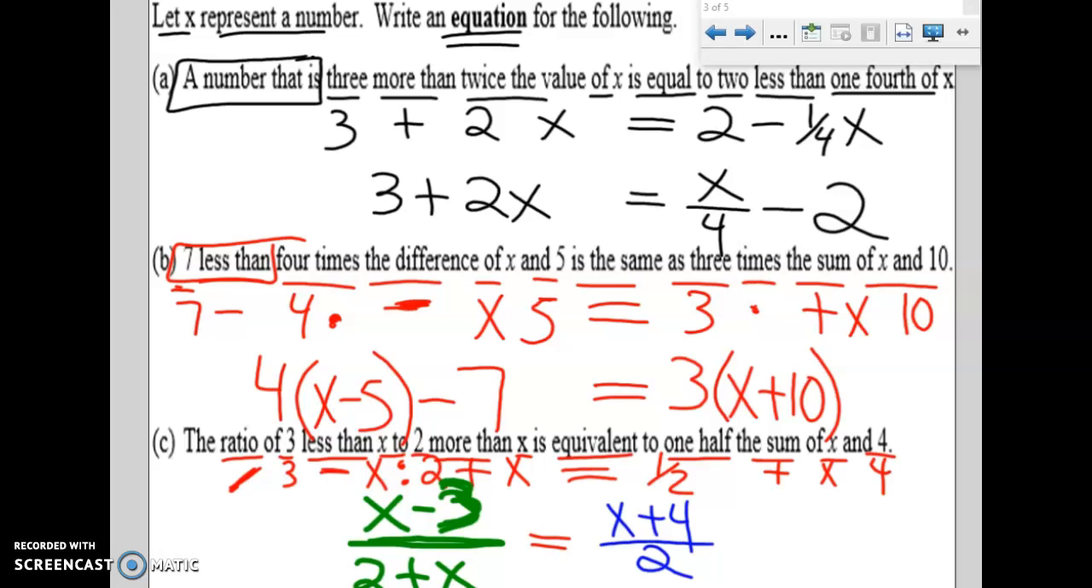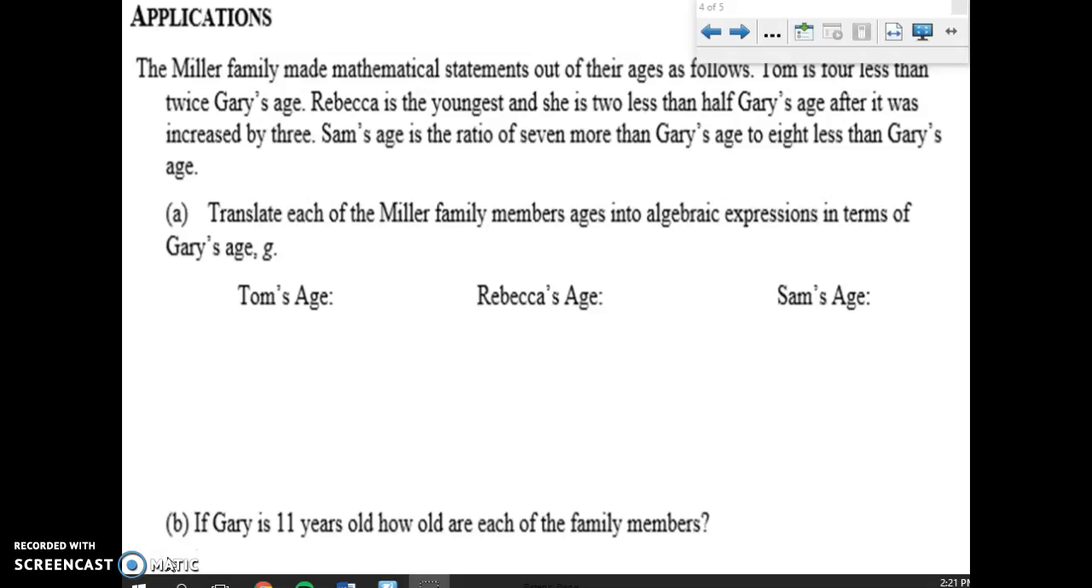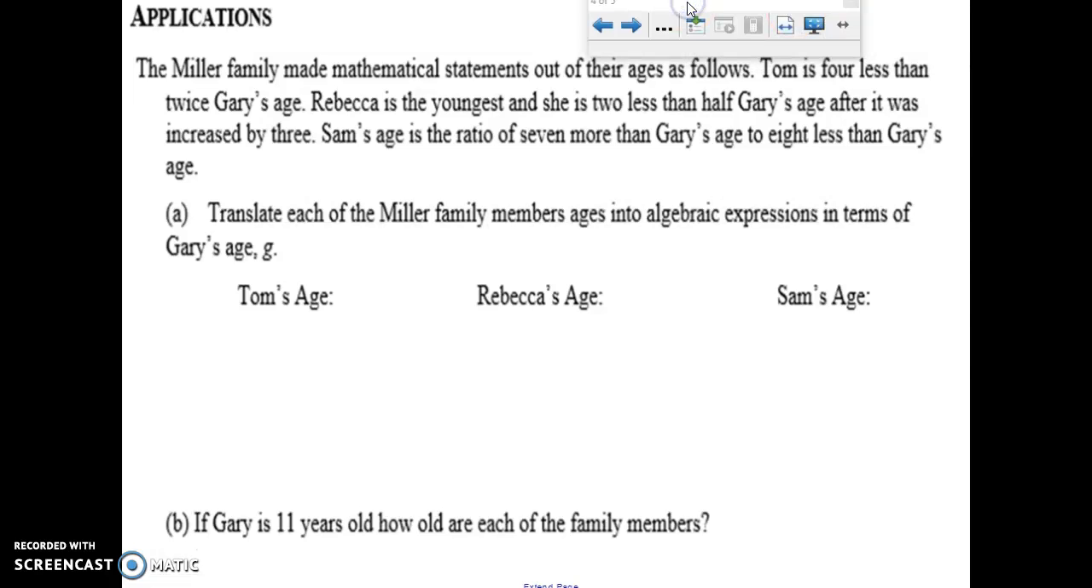So there's just kind of the setup for this. The Miller family is mathematical. They're scientists, I guess. They're just having some fun. They made mathematical statements for their ages, and here's what they've got. They've got Tom, who is 4 less than twice Gary's age. They've got Rebecca. She's the youngest, but not worth underlining that. Just kind of remember that. She is 2 less than half Gary's age after it was increased by 3.